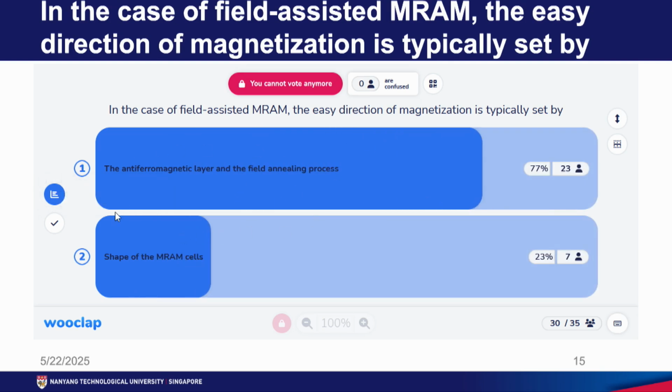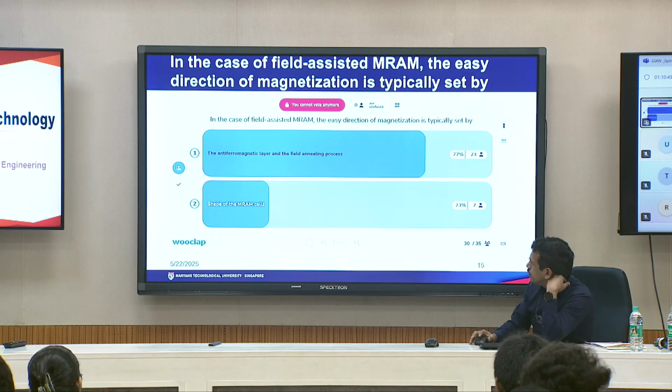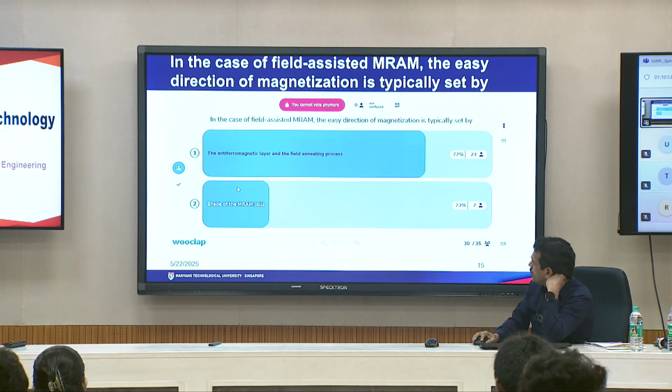Okay, majority of you are right. There is nothing that stops us from using shape of the MRAM cells physics wise, but if you use shape, you have to use ellipse which occupies more area than a circle for a given diameter. Okay, so the correct answer is this one.